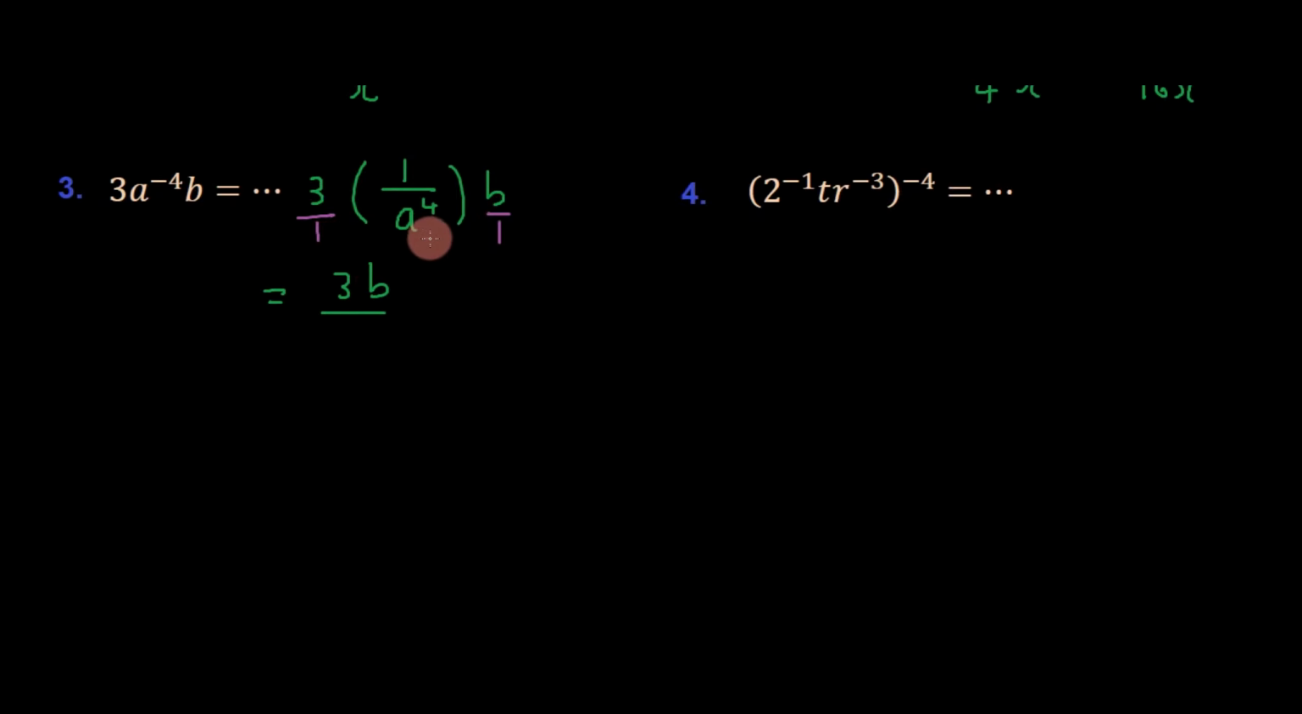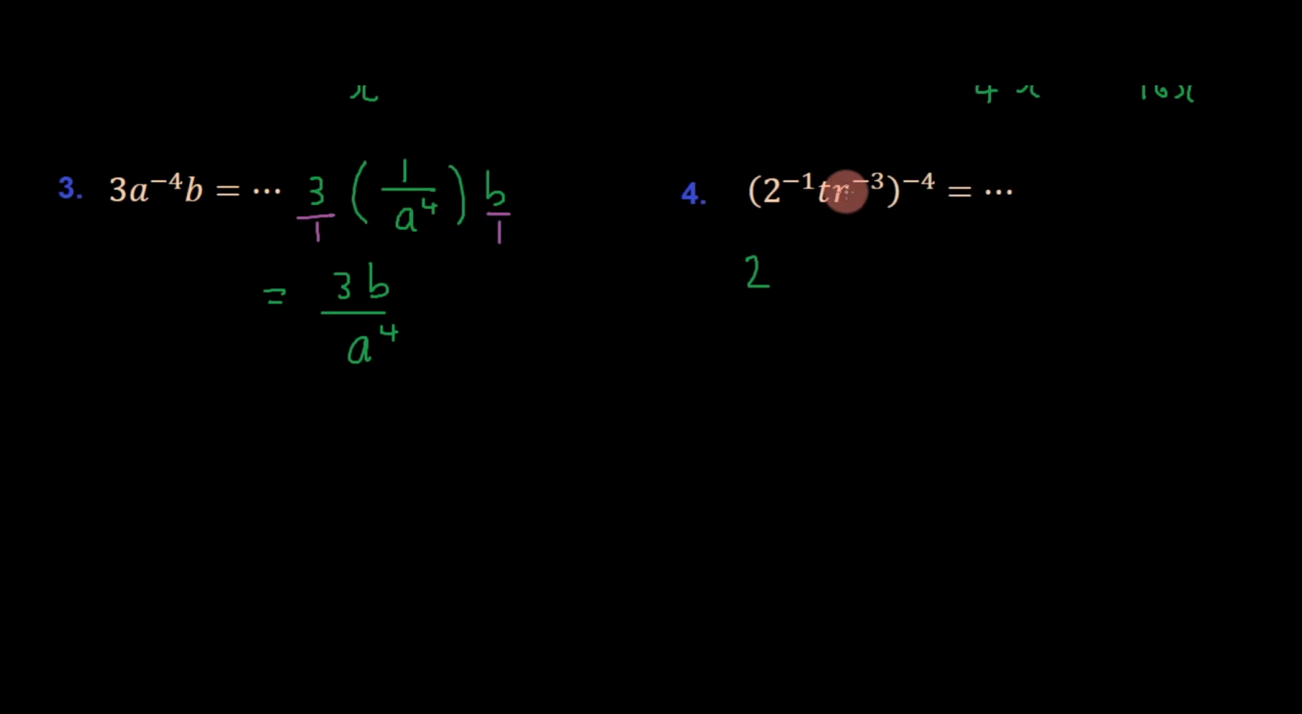And 1 times a to the 4 times 1 is a to the 4. In the fourth question here, we have a choice. We can start either with law 3 or with law 6. We're going to do both. Let's first look at when we start by using law 3. We can apply the power outside the brackets to everything inside the brackets.